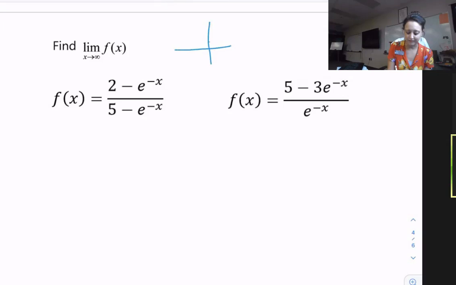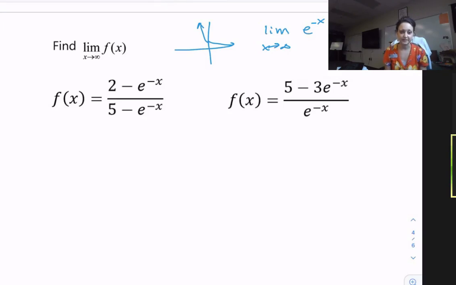Recall that e to the negative x looks something like that, okay? So in other words, the limit as x approaches infinity of e to the negative x, so as we go to the right forever, is going to be 0. Okay, so whenever you see an e to the negative x and you want x to approach infinity, we can replace that with 0. Okay, so let's take a look at that first one.